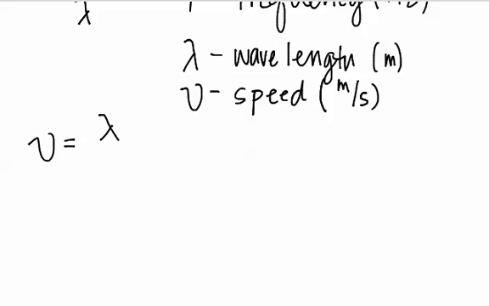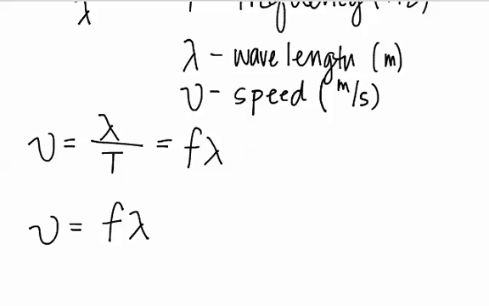So wavelength over period. Ooh, what's 1 over period? Frequency. Oh, so that's just like saying frequency times wavelength. So the speed of a wave is equal to the frequency of the wave times its wavelength. That's pretty much a big deal.